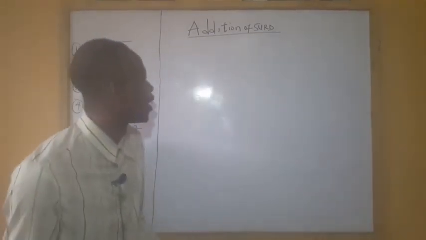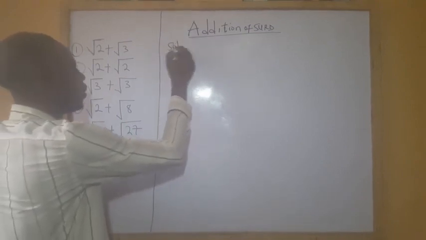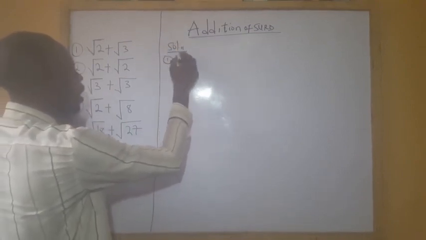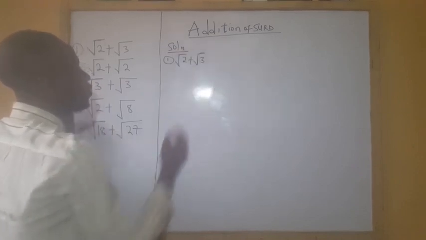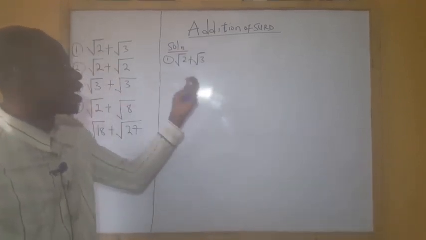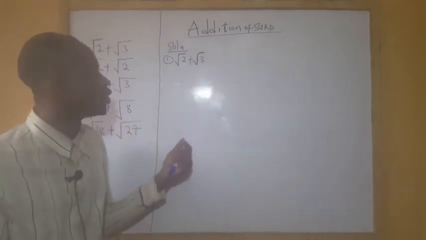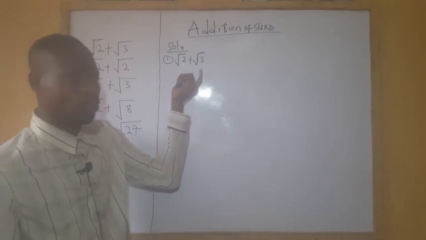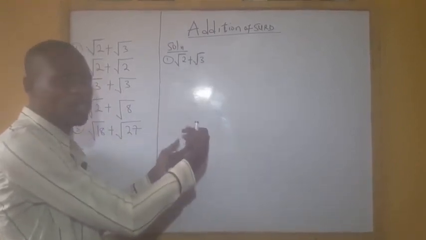Okay, so we are here. We are asked to find the solution to this. Now, the first one says we should add root 2 plus root 3. I gave basic rules with addition, subtraction, multiplication, and division in my last video on surds. This is addition. You observe that this is root 2 and this is root 3. You want to add them together.